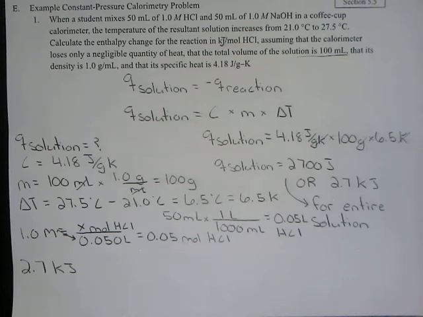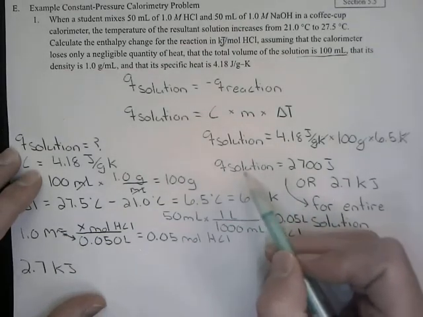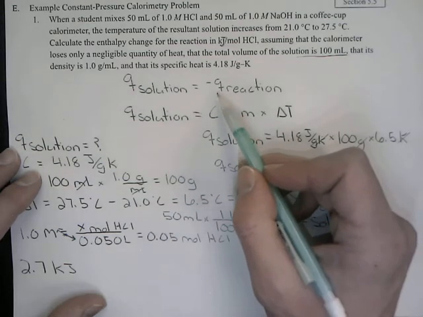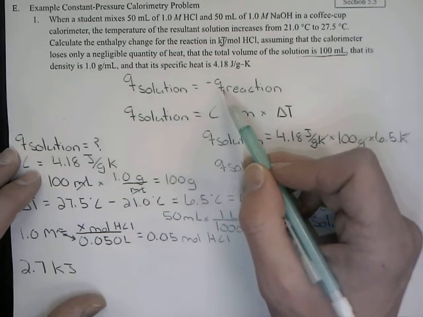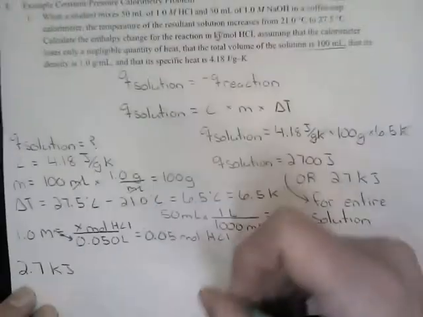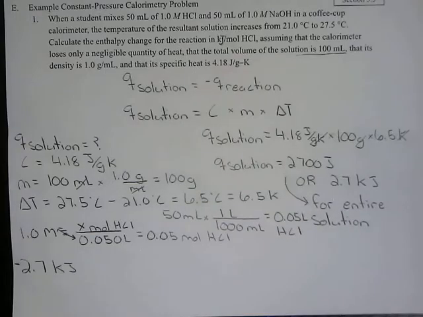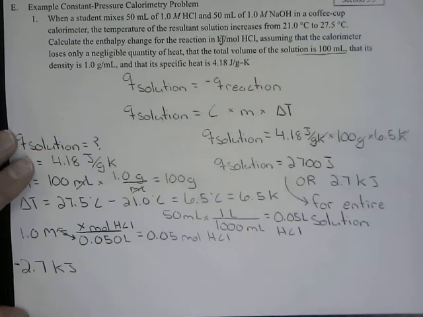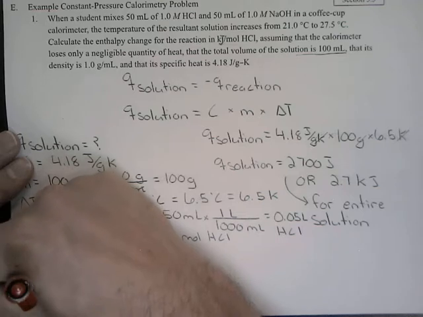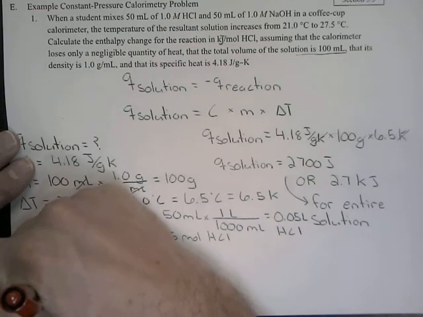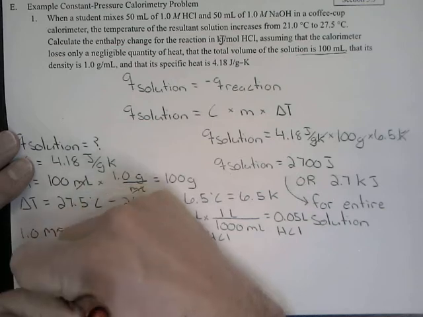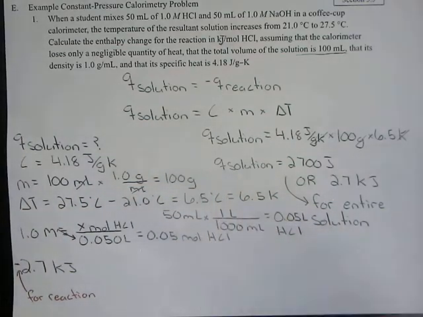Before I even put that value in there, I want to talk about this. Remember, we found the heat change, or the Q value of the solution, but that's equal to the negative of the heat loss by the reaction. So no longer can we make this positive. We have to make this negative, okay? That is because we are interested in the enthalpy change for the reaction. That is why we added the negative sign.